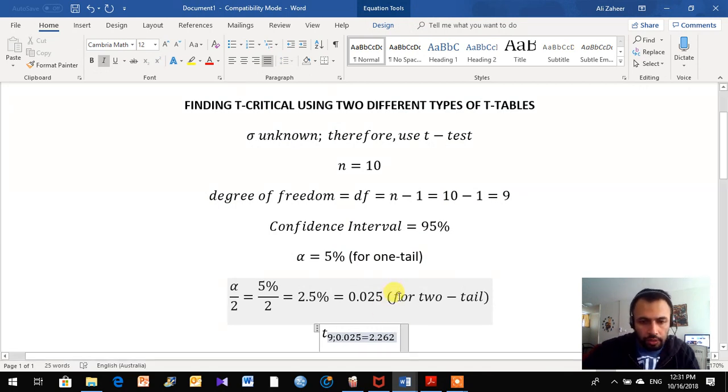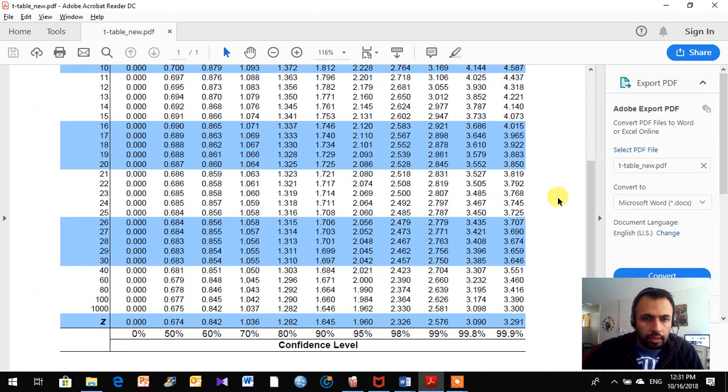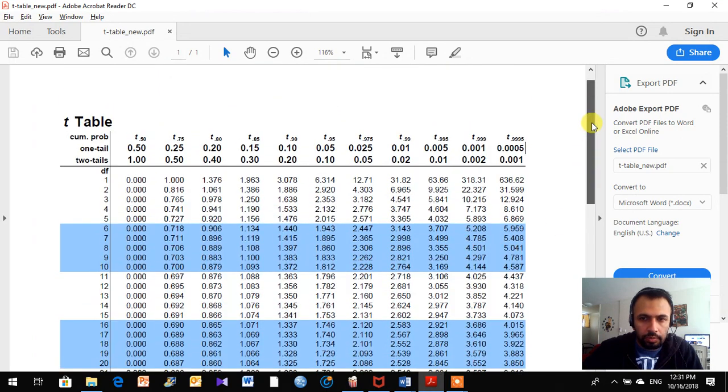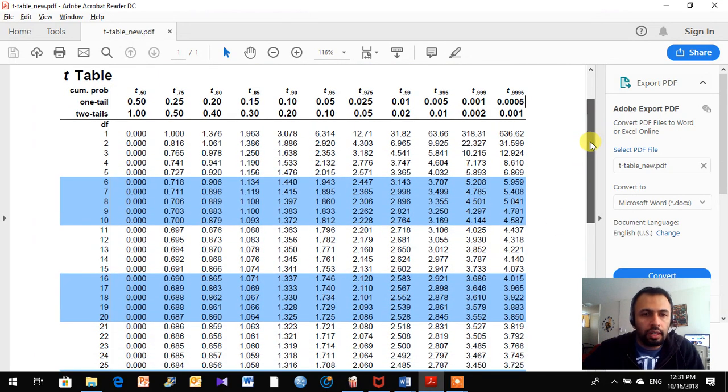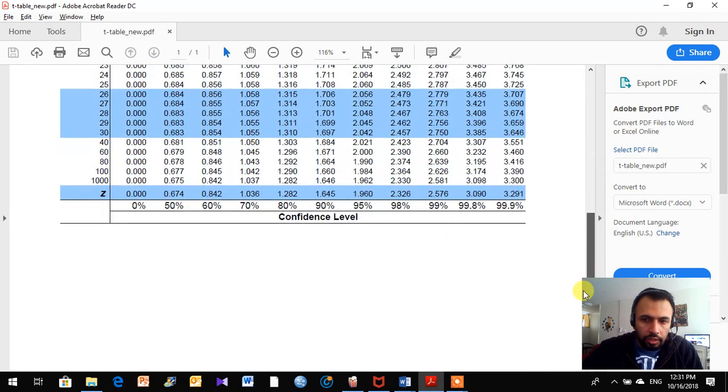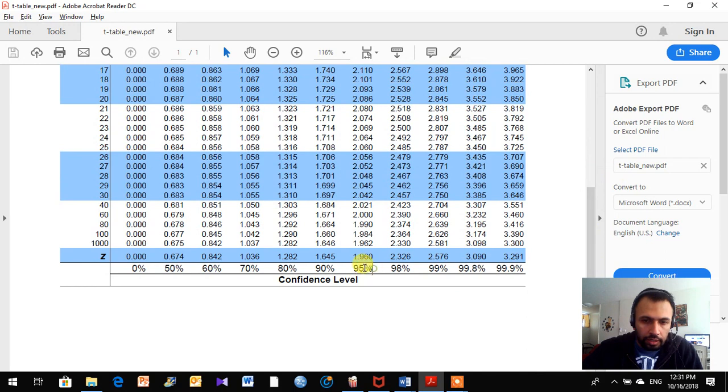Now the value from the other table should be equivalent to this one. So what's the other table? The other table you're seeing here is much more simplified than the previous one. You can see there's a row for one tail and there's a row for two tail. Right now we're interested in the two tail only. These are your degrees of freedom just like before. So we will work on 9 degrees of freedom. And if you scroll down, you will see that 95% will be right here.